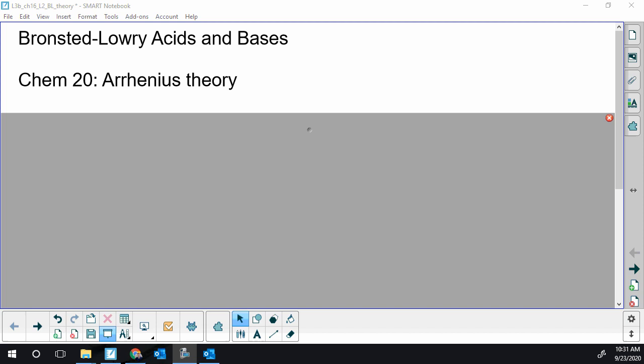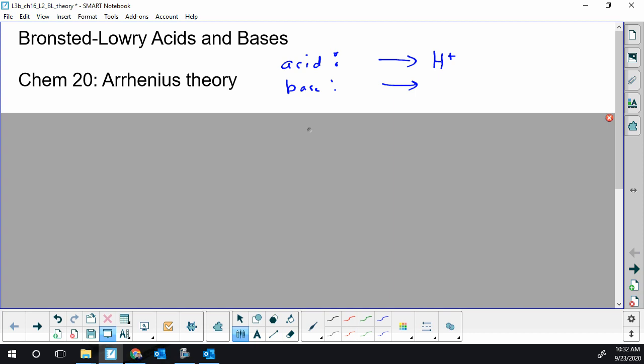So before I jump into Bronsted-Lowry, which is Chem 30, just a quick recap of what Arrhenius acids and bases were. In Chem 20, Arrhenius, his definition, and eventually a modified Arrhenius definition of acids and bases. Acids were things that produce, so I'm just going to use a forward arrow for produced, H plus in solution. So acid made H plus in solution. A base, I'm just using a forward arrow to mean produced, produced hydroxide in solution.